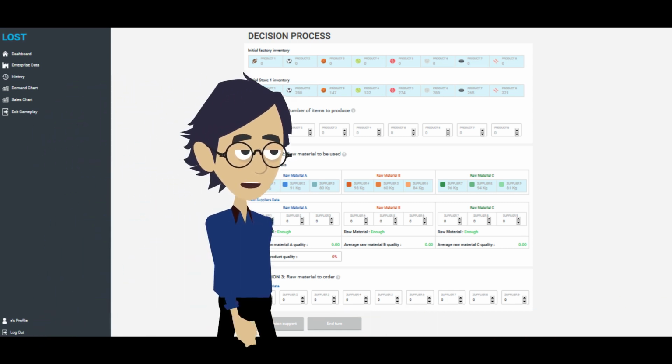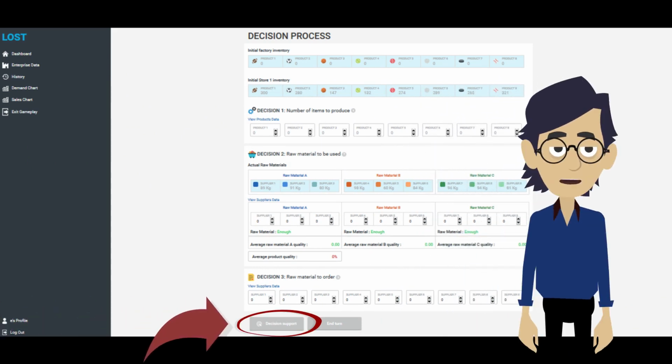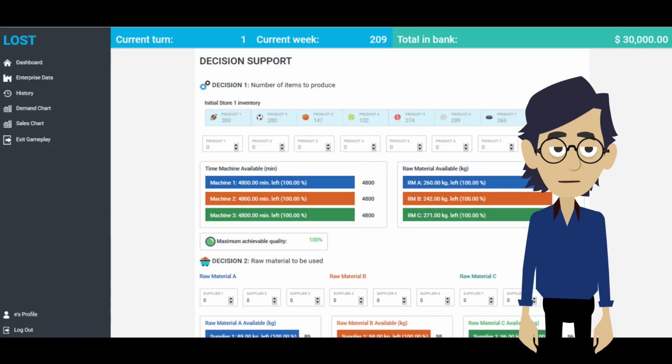If this process of decision-making is difficult at first, we have designed a button called Decision Support. Click on it. As you can see, we have very similar information displayed, but now, there are also some graphics. These graphs help us visualize the amount of minutes available in each machine, and know if the amount of raw material we need is available.